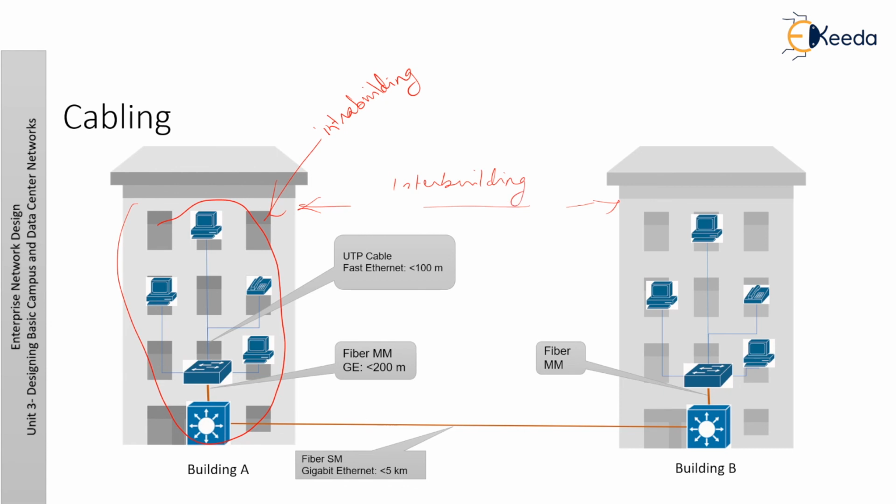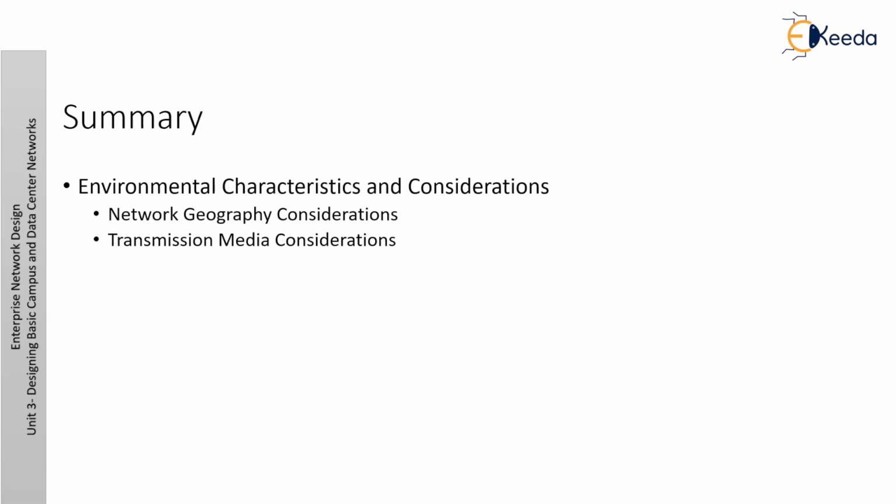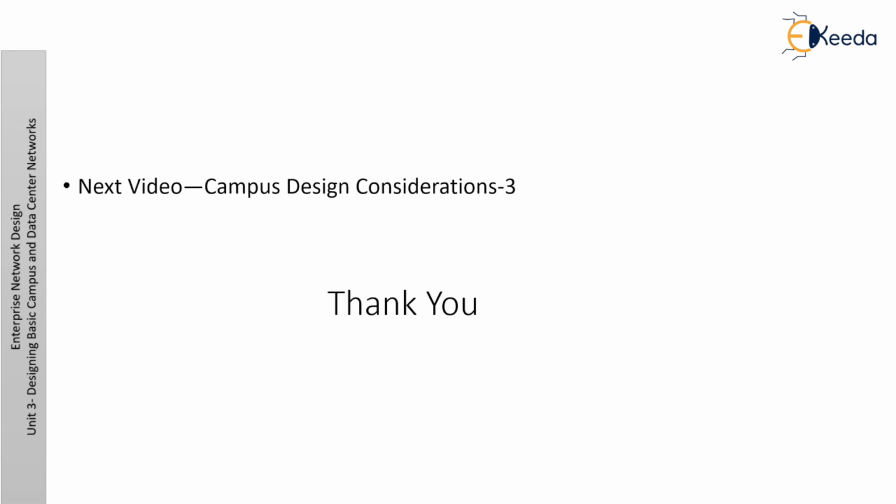Okay. So with this we finish this lecture. In this lecture we have covered environmental characteristics and considerations, including network geography considerations and transmission media considerations. In the next lecture, we will see campus design considerations part 3.